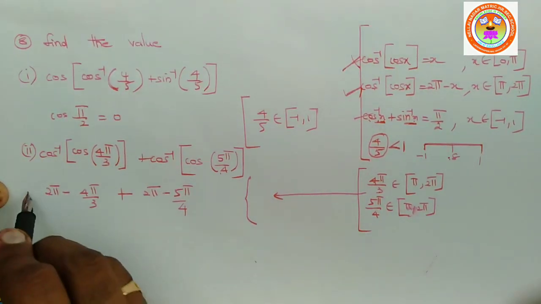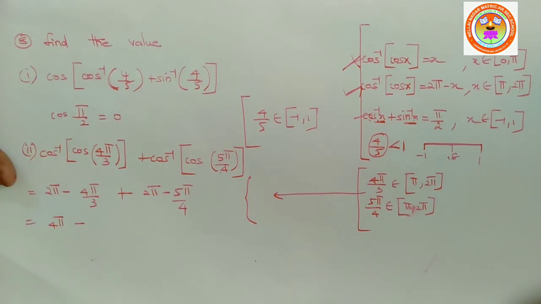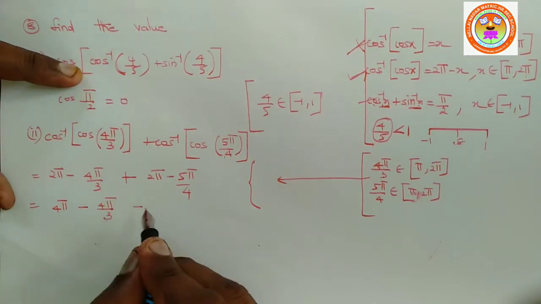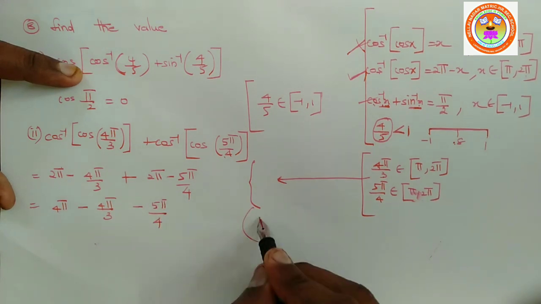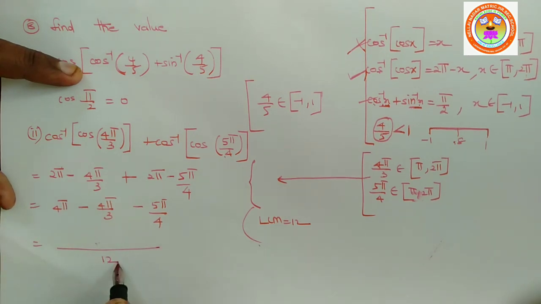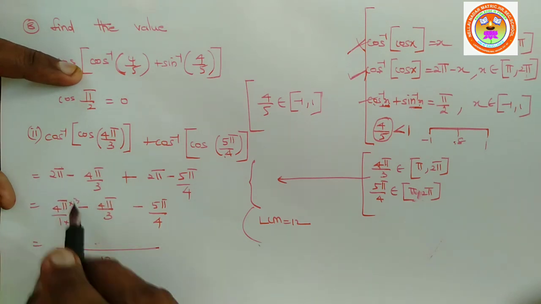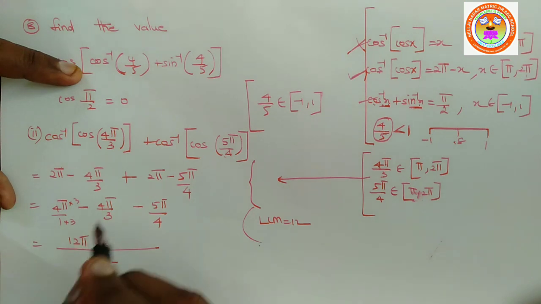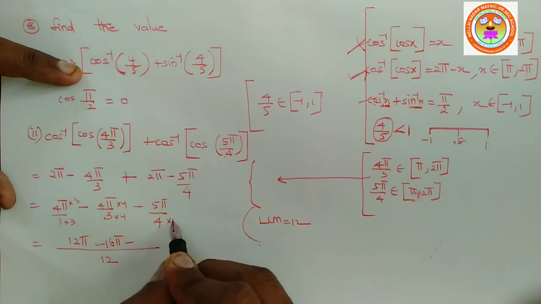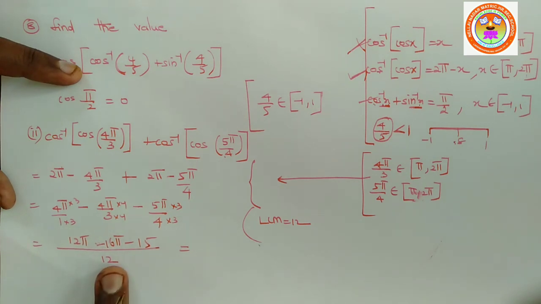So 2 pi plus 2 pi gives 4 pi, minus 4 pi by 3 minus 5 pi by 4. Throughout, the LCM is 12, so the whole is divided by 12. To get 12 from 3, I need to multiply with 4; 4 3s are 12. To get 12 from 4, I need to multiply with 3; 5 3s are 15.